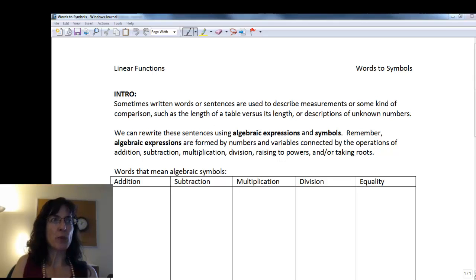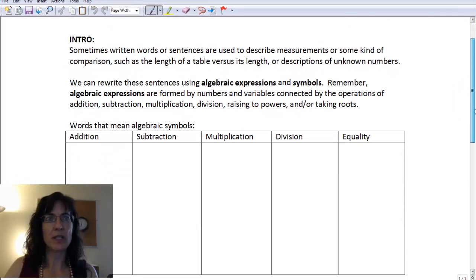Remember, algebraic expressions are formed by numbers and variables connected by the operations of addition, subtraction, multiplication, division, raising to powers, and taking roots. That's an algebraic expression. So when we want to create an algebraic expression from a scenario or a situation, we can sometimes use shortcuts by thinking about what operations the words translate to.